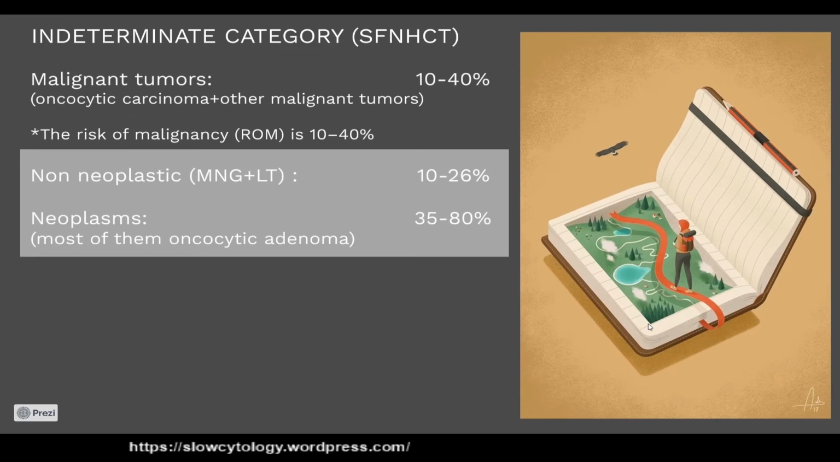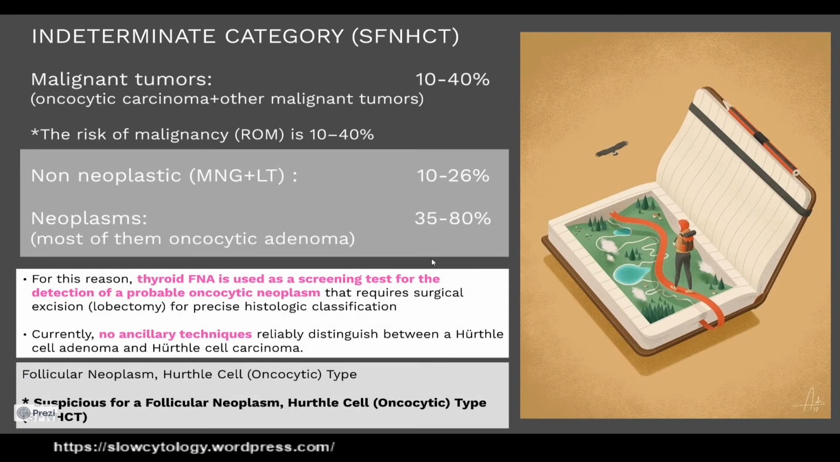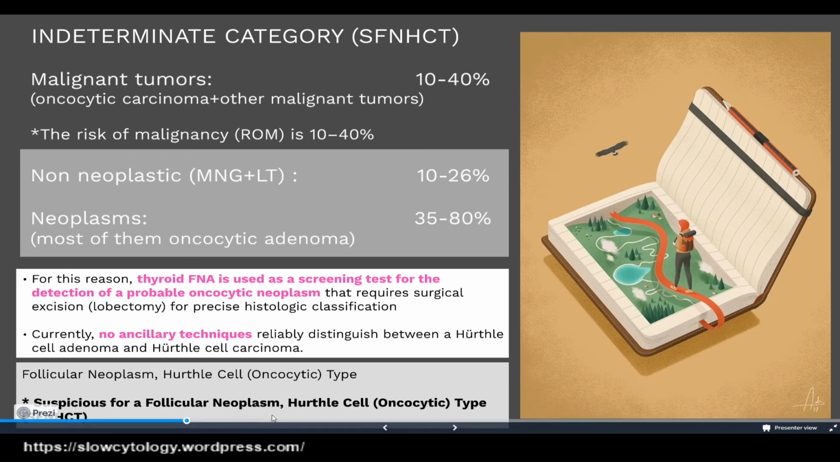The risk of malignancy of samples categorized in this indeterminate category is 10 to 40%. 10 to 26% of the cases are non-neoplastic and the rest are neoplastic, particularly oncocytic adenoma. In order to emphasize the heterogeneous nature of this category, most pathologists prefer the terminology suspicious for a follicular neoplasm, Hurthle cell type, for definition.